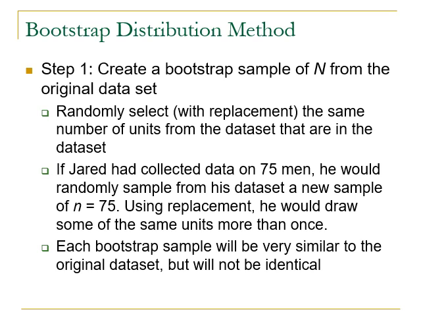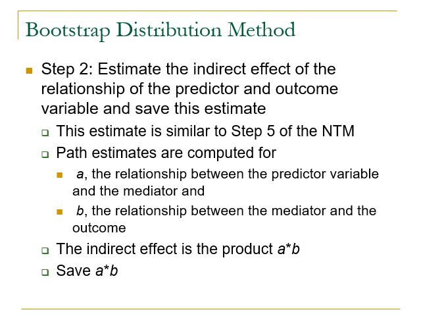And in this way, every time we do this, each data set is going to be slightly different from the other one. So each bootstrap sample will be very similar to the original data set, but will not be identical. We then estimate the indirect effect of the relationship on the predictor and the outcome variable and save this estimate.